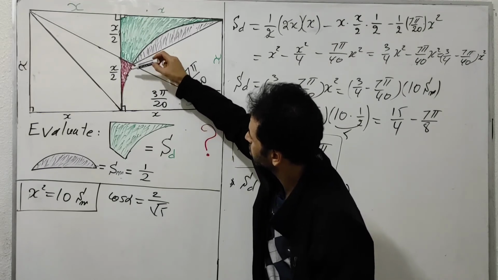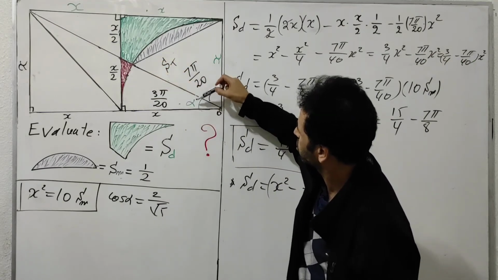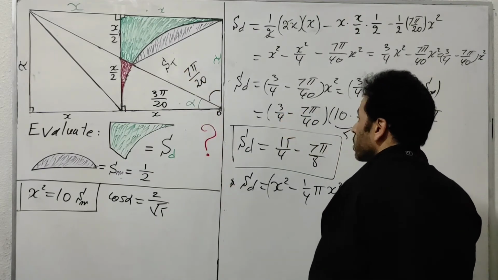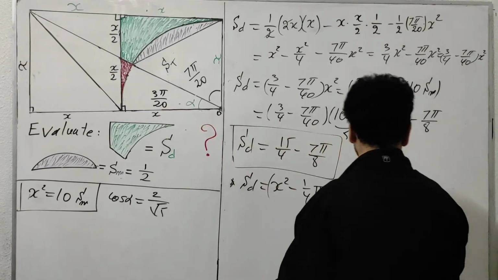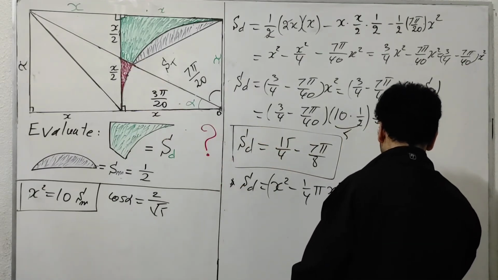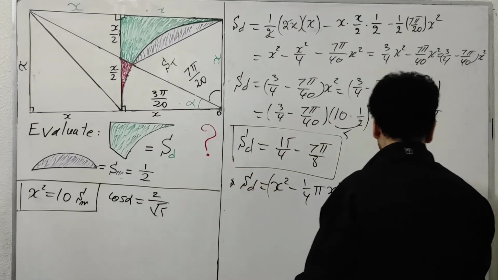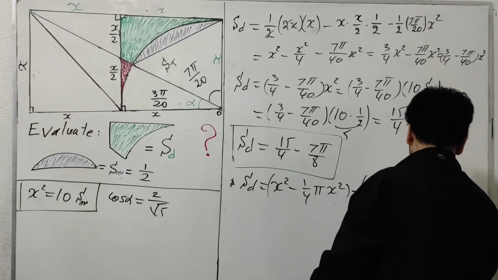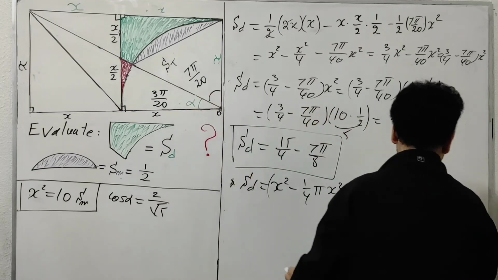This area which is in red equals the area of this triangle minus the area of this sector of this circle, which is covering the angle of 3 pi over 20. So minus half multiplied by the base of this triangle, which is x, multiplied by the height, which is x over 2, minus the area of the sector, which is half multiplied by the angle, which is 3 pi over 20, multiplied by the radius of this circle squared, which is x squared.